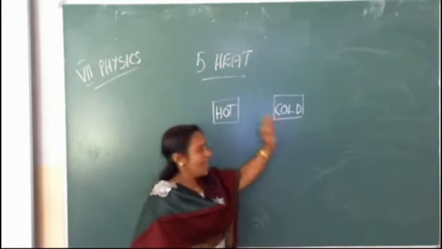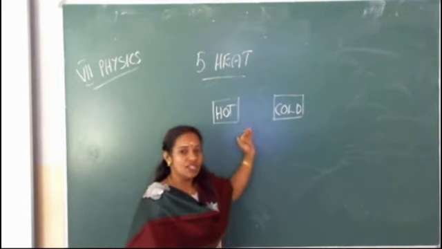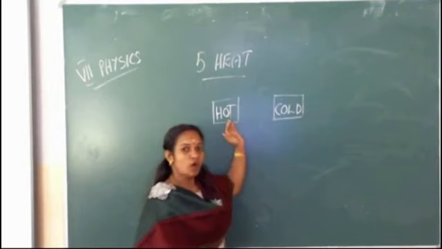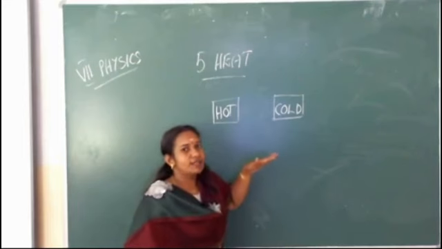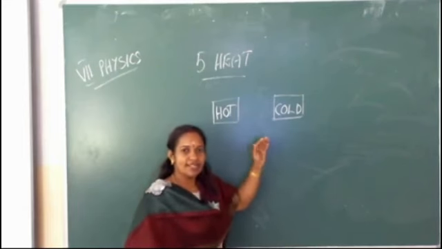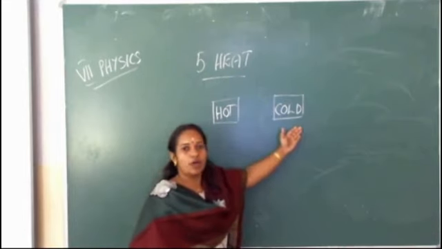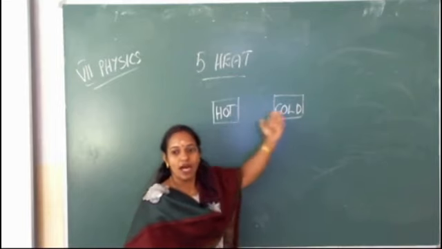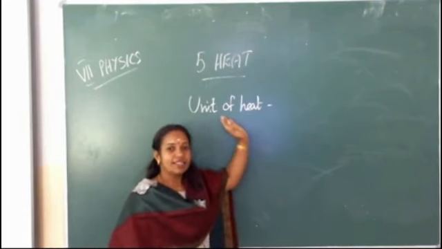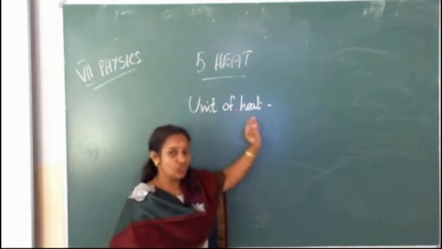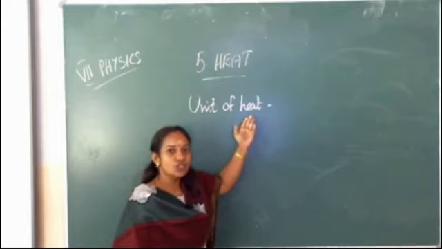Suppose you are placing a hot body and a cold body together, what will happen? Heat will transfer from one body to another body till both the bodies attain the same temperature. So, heat is a form of energy that flows from a hot body to a cold body when they are placed in contact. What about the unit of heat? We studied the SI unit of energy is joule. Here heat is an energy. So, the SI unit of heat is joule.